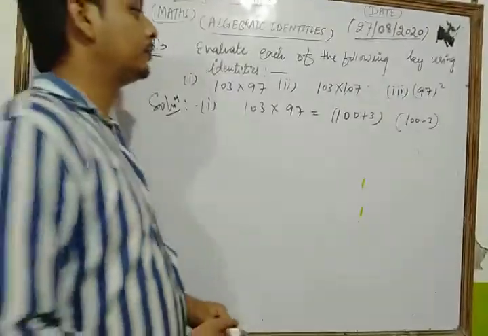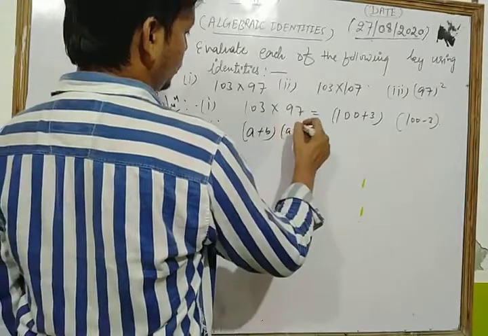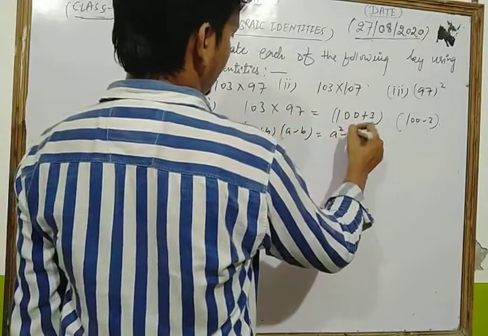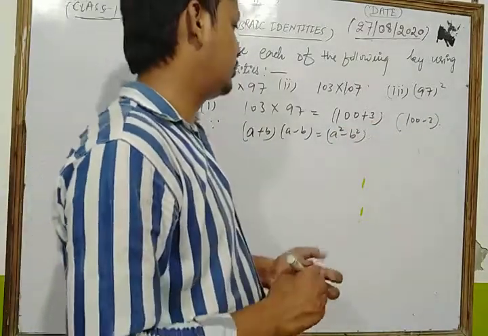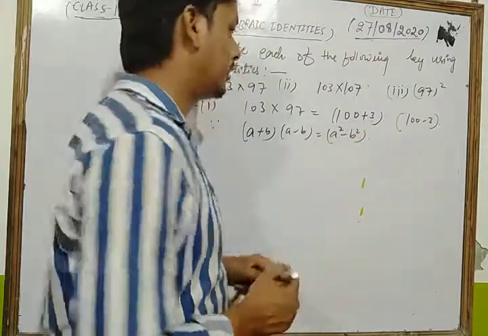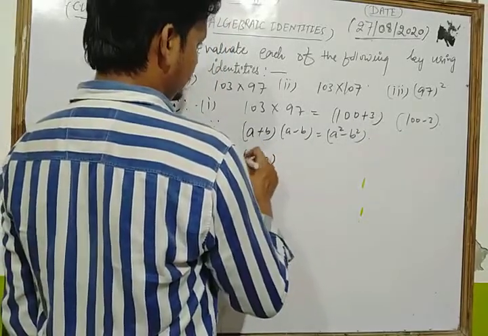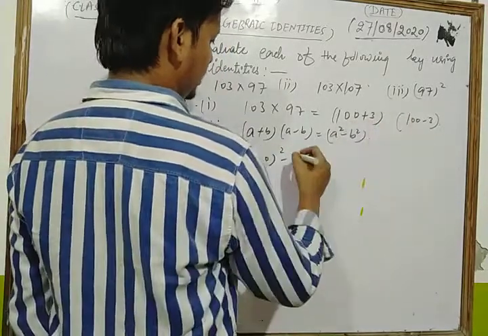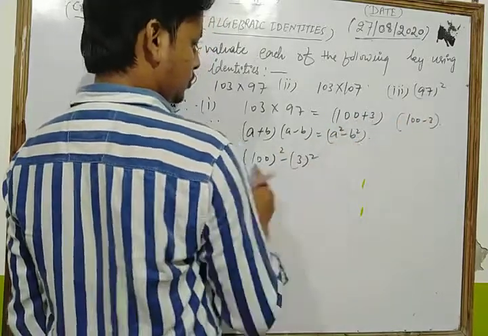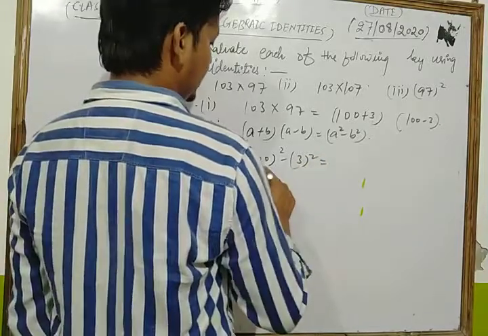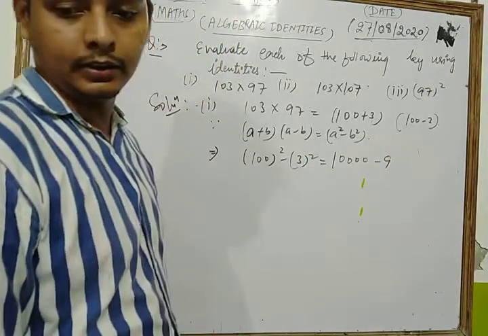Now what I do, since we know that the identity (a + b) into (a − b) is a² − b². You know that very well. So here we use that identity. Here a is 100 and b is 3. Because (a + b) into (a − b) we can write a² − b², so we write 100² − 3². So we get 100² is 10,000 minus 3 3s are 9. Right?